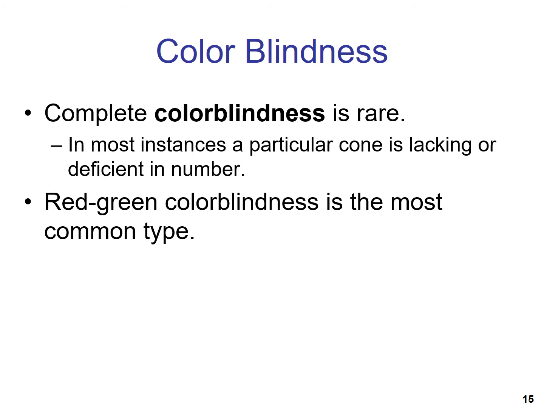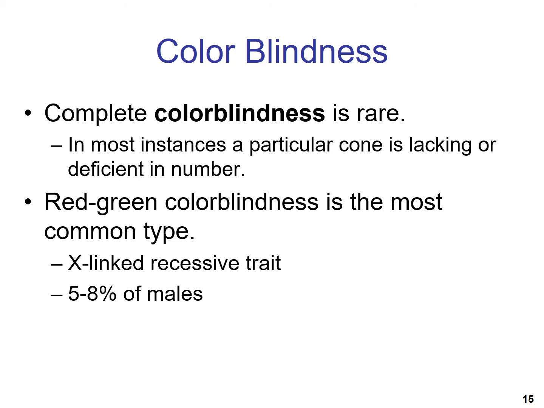Of color blindness, red-green color blindness is the most common type, and this is actually a genetic trait. It is on the X chromosome, and it is recessive. It's an X-linked recessive trait. This is going to affect between 5 to 8% of males and between 0 and about 0.5% of females.